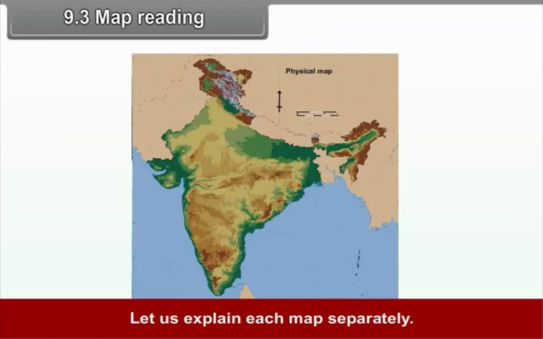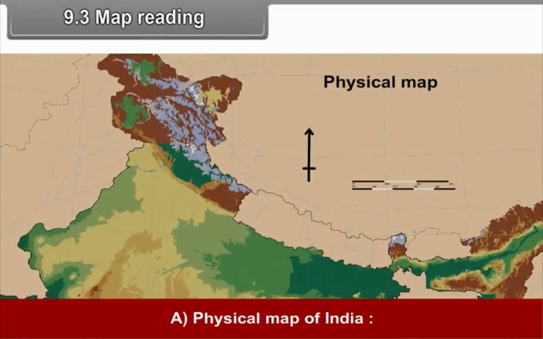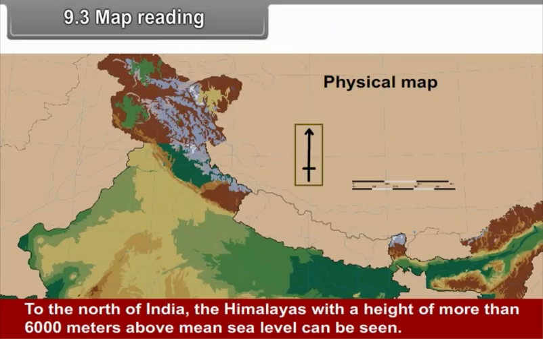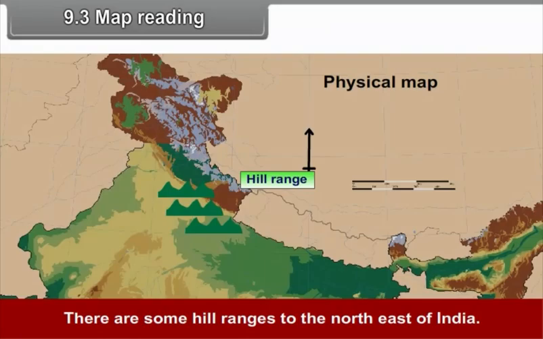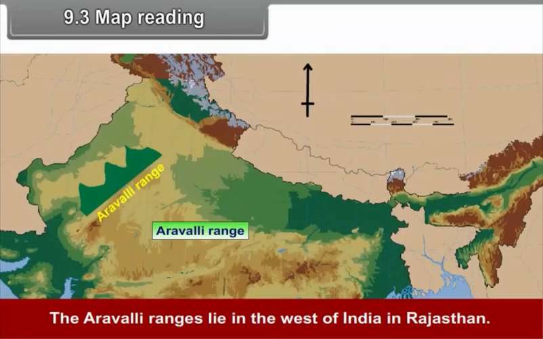9.3 Map. Let us explain each map separately. A. Physical map of India. To the north of India, the Himalayas with a height of more than 6,000 meters above mean sea level can be seen. There are some hill ranges to the northeast of India. The Aravalli range lies in the west of India in Rajasthan.